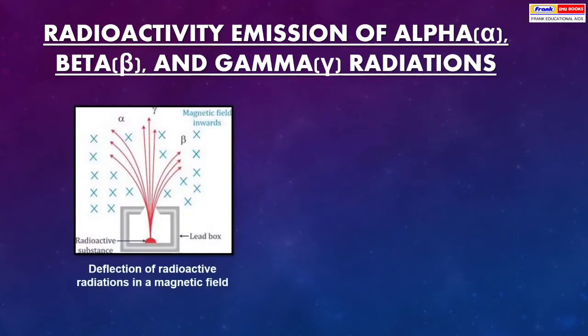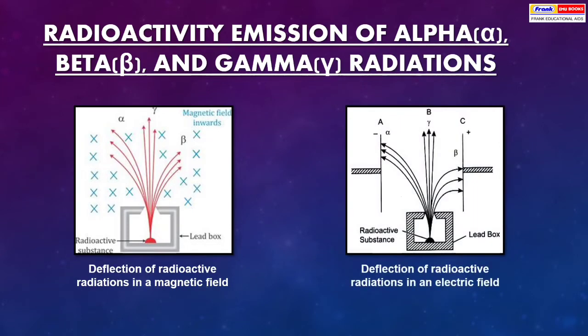Deflection of radioactive radiations in a magnetic field. We can observe that gamma has no deflection, alpha deflects in the left direction and beta deflects in the right direction. Deflection of radioactive radiations in an electric field. We can see that gamma has no deflection while alpha deflects to the negative side and beta to the positive side.